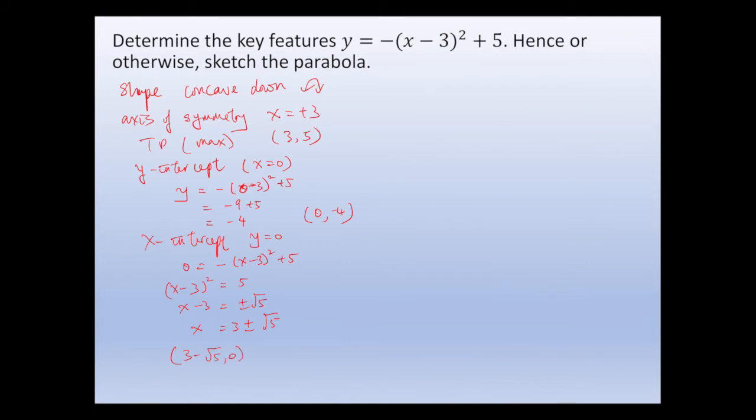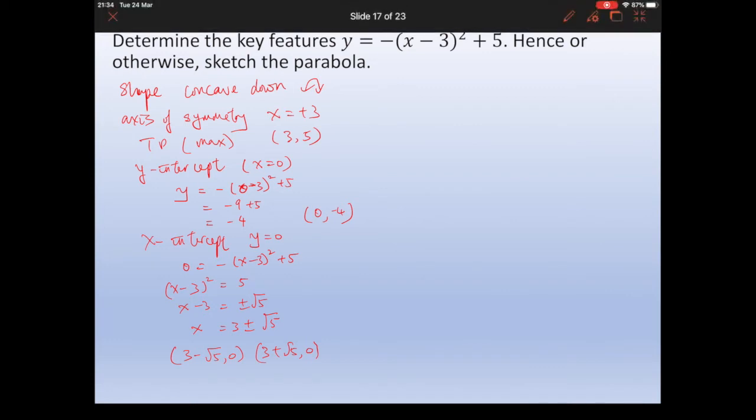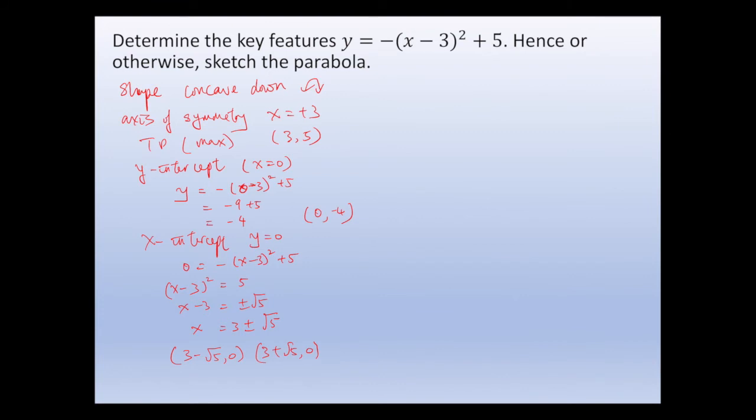And we can write it in coordinate format: (3 minus the square root of 5, 0) and (3 plus the square root of 5, 0). You do not need to give a decimal answer unless you are asked to do so. Alright, and we are sketching only. We don't really need to know the exact position.